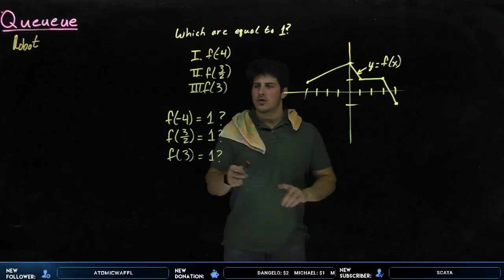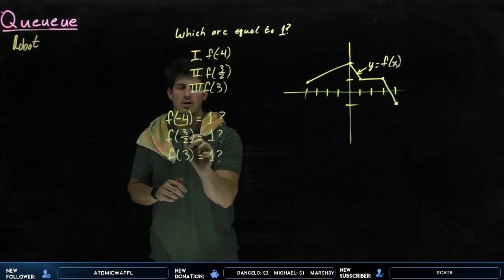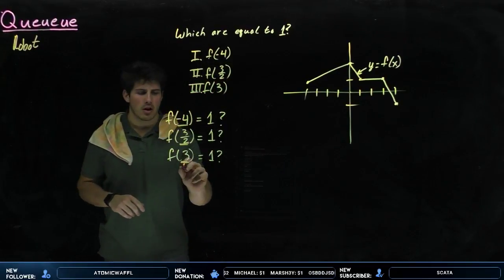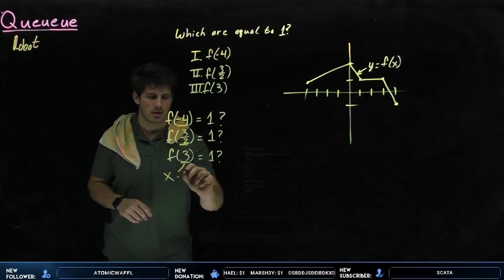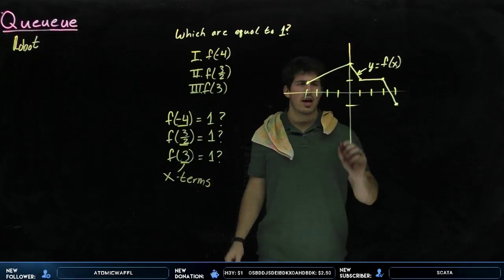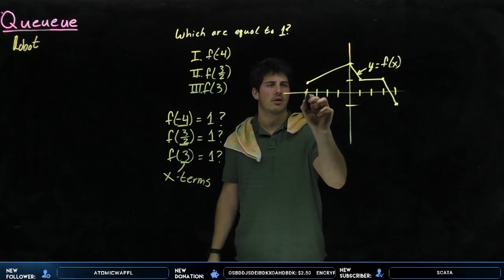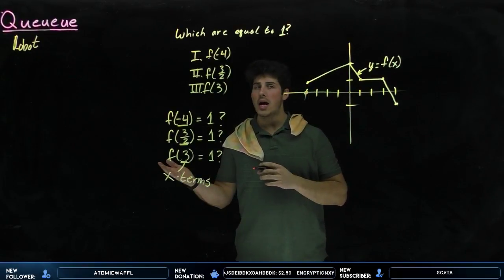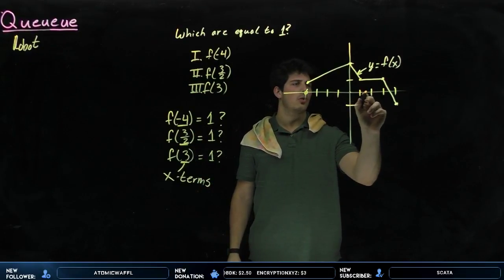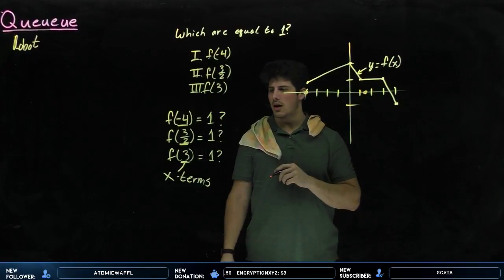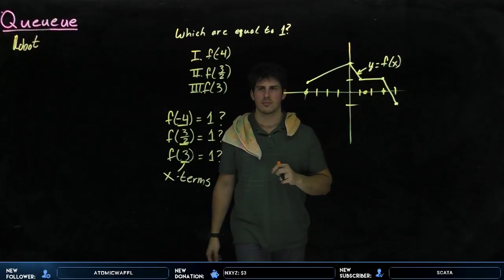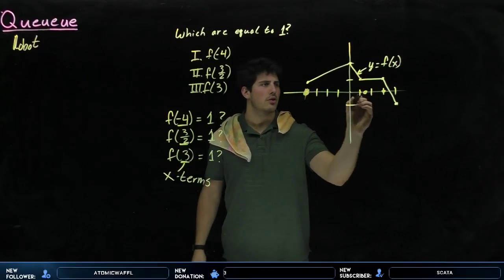What we do know here is that our value in the parentheses is our x value. These are all our x terms. Meaning, I'm looking at f at negative 4, or y at negative 4. I'm looking at it at 3 halves, which is 1.5, so in between 1 and 2, and at 3. Let's make those a little bigger so they're easier to see.